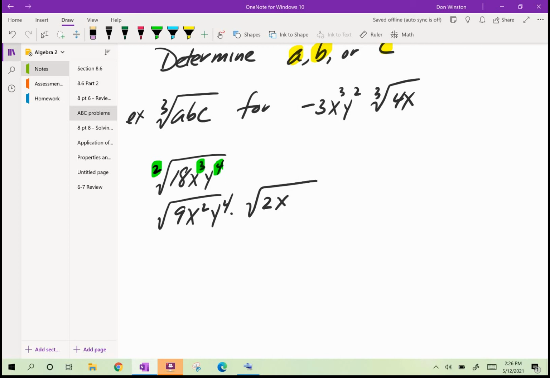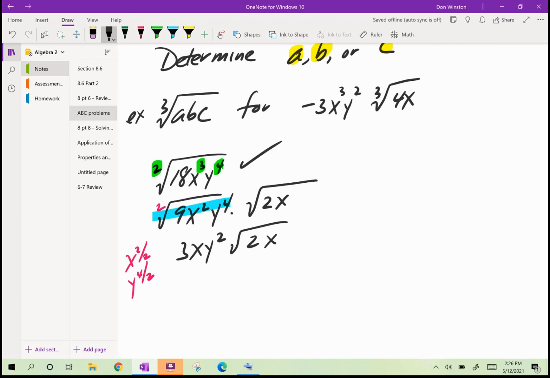And so we would just simplify all of this as a perfect square, and the square root of 9 is 3. And then if I take x squared divided by that index 2, I get x, or the square root of x squared is x. And if I take y to the fourth and divide that by 2, I get y squared. Or the square root of y to the fourth is y squared, and then finally times the square root of 2x.